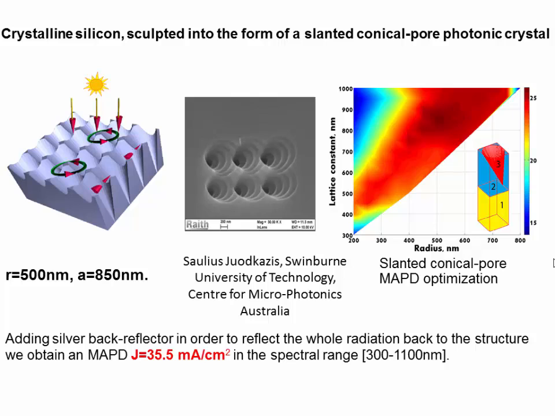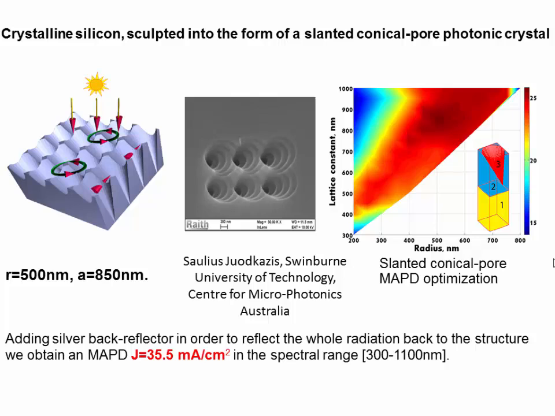and it reaches just 5.1%. The structure I'm going to be talking about today is crystalline silicon sculptured into the form of a slanted conical pore photonic crystal. It's presented here, and on this left panel you can see two mechanisms of light trapping. These represent the so-called parallel to interface energy flow, and also some vorticity, which I observed as well, and which the previous speaker was talking about a few minutes ago.